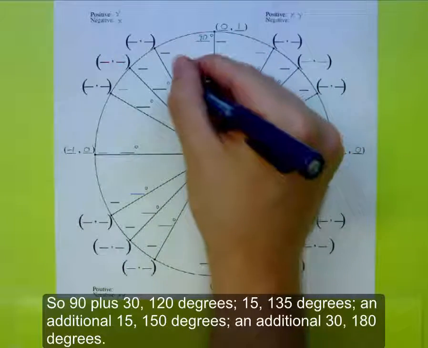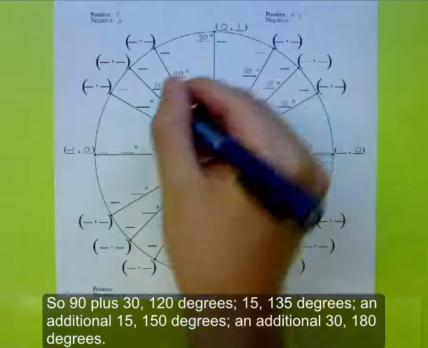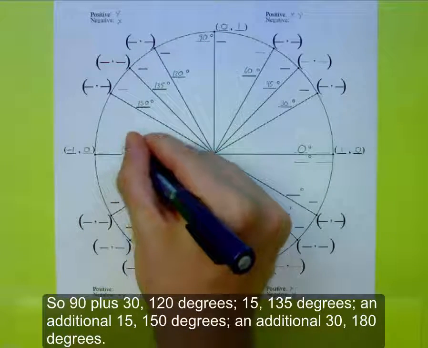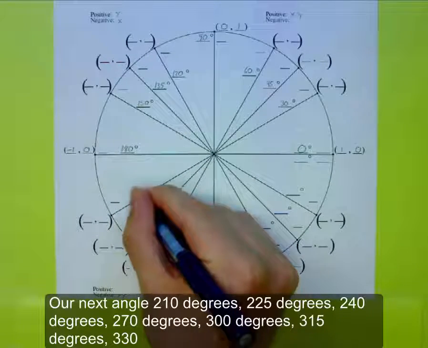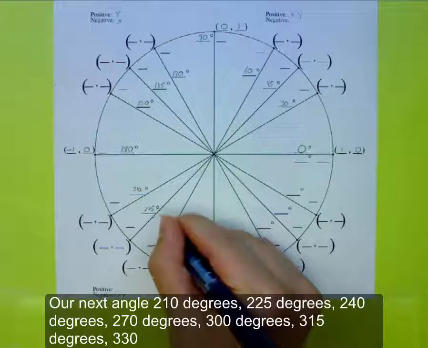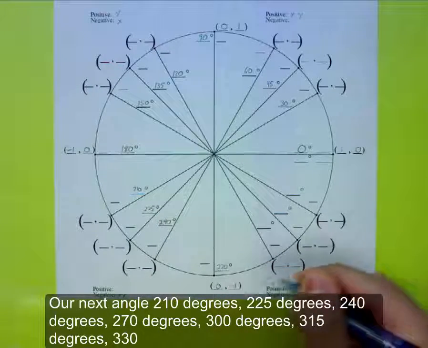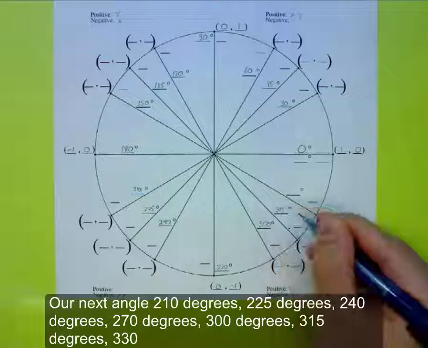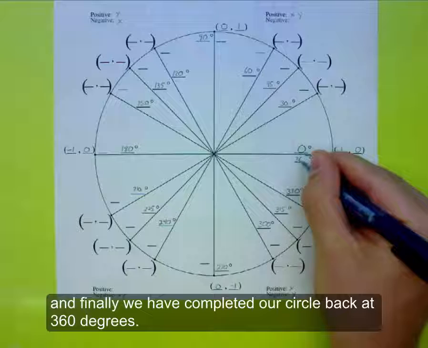So 90 plus 30, 120 degrees, 15, 135 degrees, an additional 15, 150 degrees, an additional 30, 180 degrees. We have a straight line with respect to our positive x-axis. Our next angles: 210 degrees, 225 degrees, 240 degrees, 270 degrees, 300 degrees, 315 degrees, 330, and finally we have completed our circle back at 360 degrees.